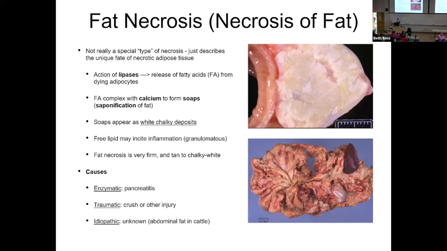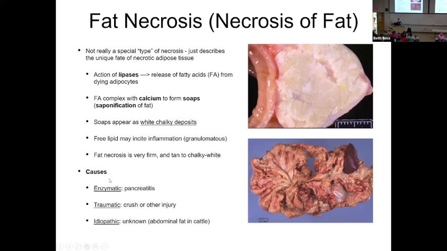What that looks like in fat, the fat becomes very firm, almost hard, with multifocal white chalky deposits in it. That's mineralization, that's dystrophic mineralization, all these little white areas in here. There may be inflammation because lipid is inflammatory, so you may have a little bit of inflammatory response. It's extremely firm compared to normal fat, and it has this chalky, gritty texture.